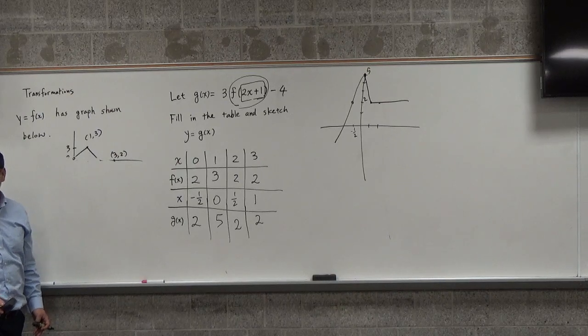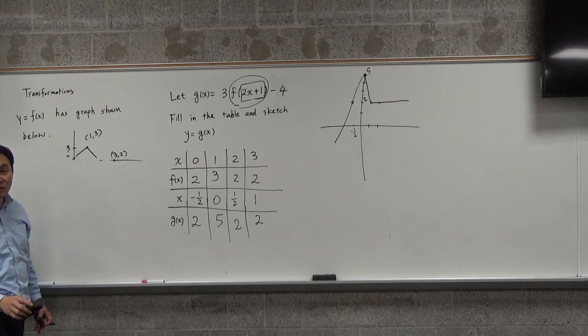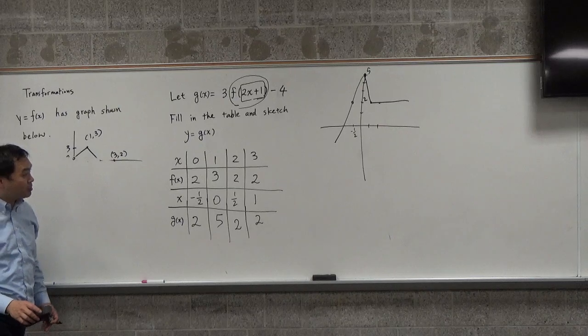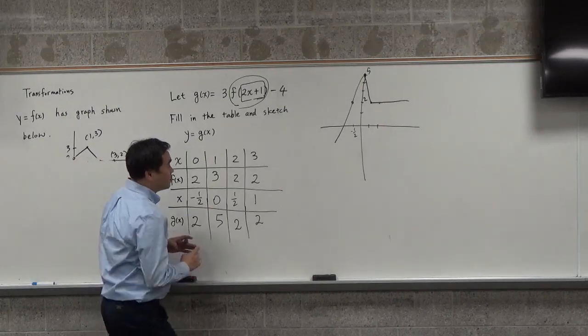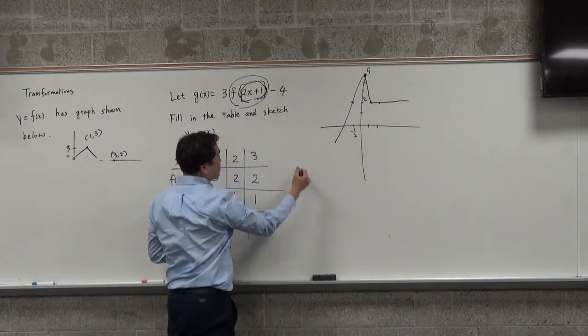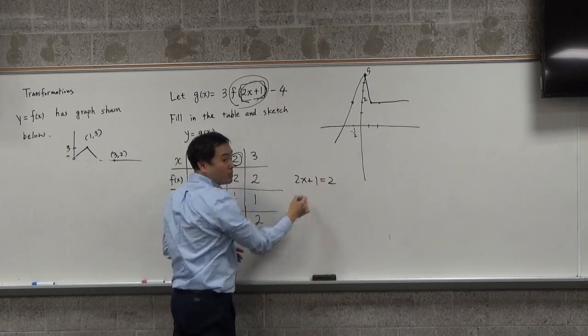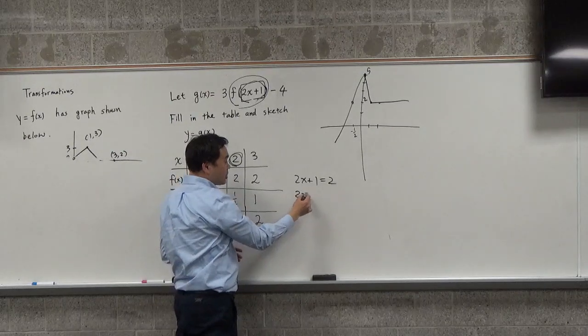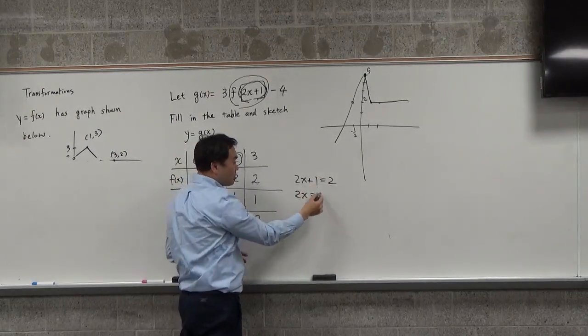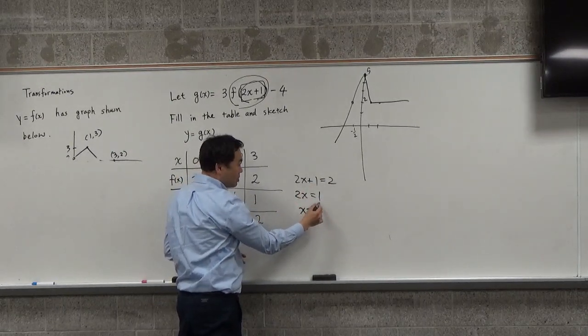I'm confused on how you got the 1/2 from. 1/2? Yeah. Set this 2x plus 1 equal to this number 2. 2x is, if you subtract 1 from both sides, you get 1. So you get half, 1/2.